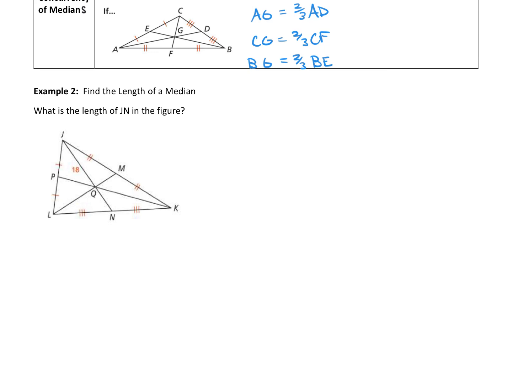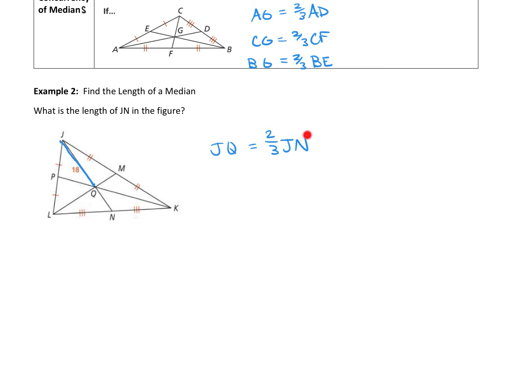Example 2, find the length of a median. What is the length of JN in the figure? So JN is the entire median. So let's write out a little formula based off of what we had come up with up there. We know that JQ is equal to, because if you're coming from the vertex to the concurrency point, that is equal to 2/3 of the entire median, which is JN.